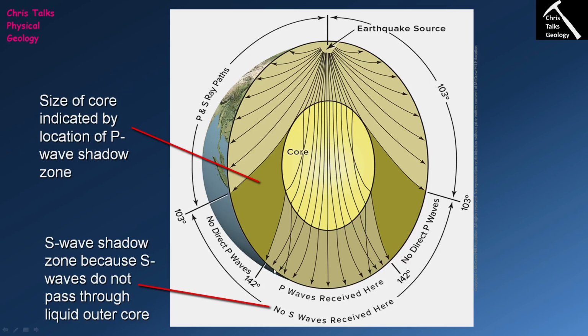Now, between 142 degrees here and 142 degrees here, we can see that we begin to receive P waves again at our seismic stations, which are produced by this earthquake up here. So we need to explain why we see these P and S wave shadows in the seismic data which we collect. So let's begin by looking at these seismic wave paths which we can see up here.